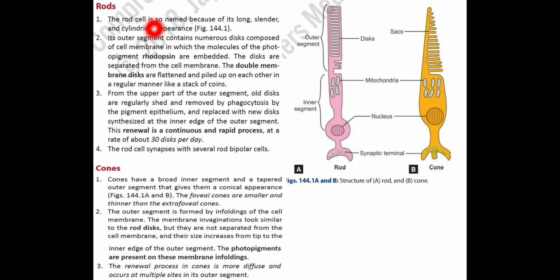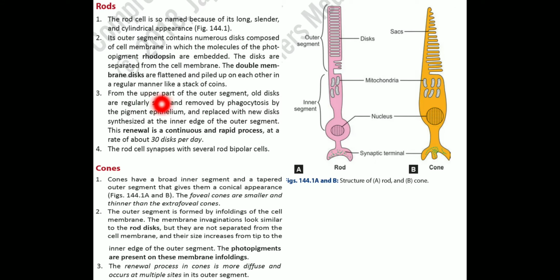The rod cell is so named because it's long, slender and cylindrical in appearance. It has a lot of molecules of photopigment, known as rhodopsin. Remember this: in the rod cell you have a lot of photopigment called rhodopsin, and the discs are separated from the cell membrane, so it is a double membrane disc.